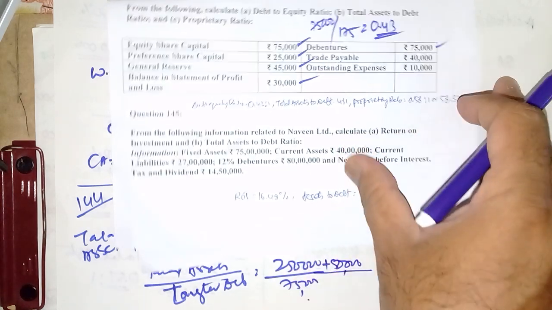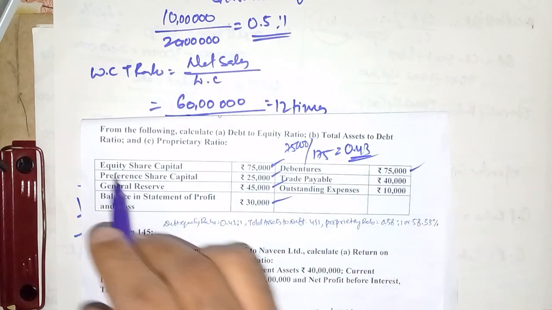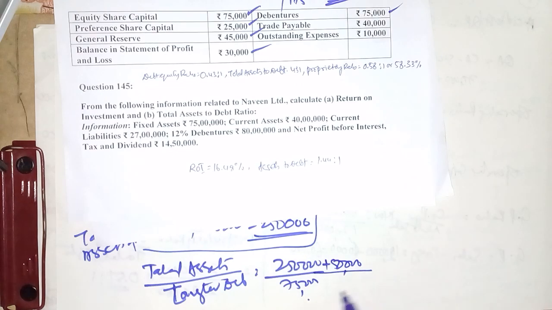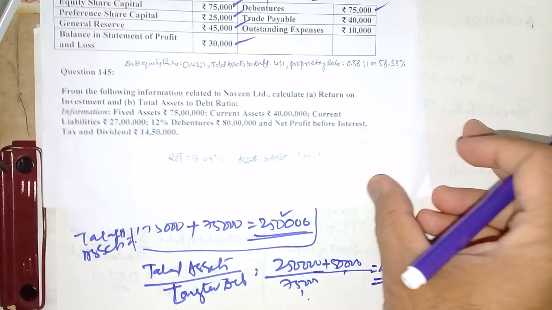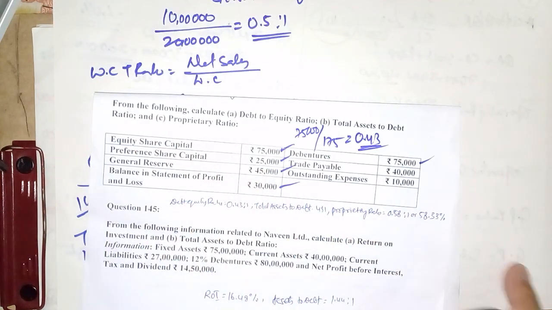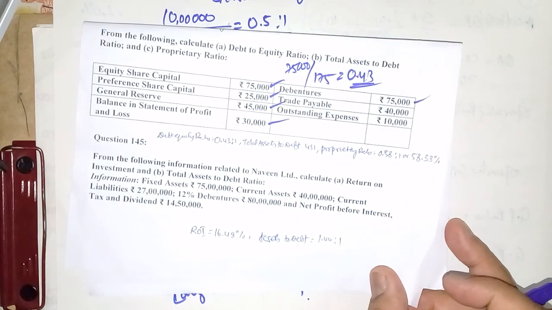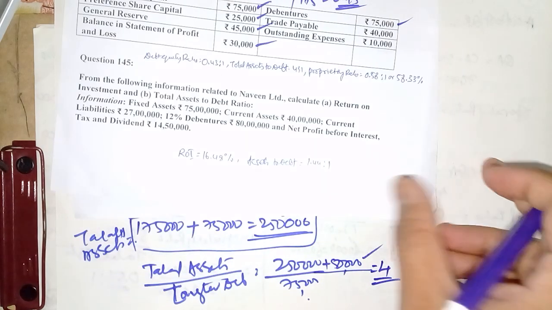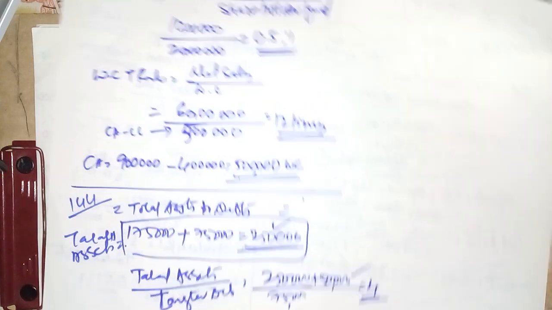What is the formula given? Total assets to debt ratio. So total assets to debt, that is 3 lakh by 75,000, is equal to 4. The answer is 4. Alright. Then proprietary ratio is shareholders fund by total assets. Total assets already we have calculated, 3 lakhs. Right.